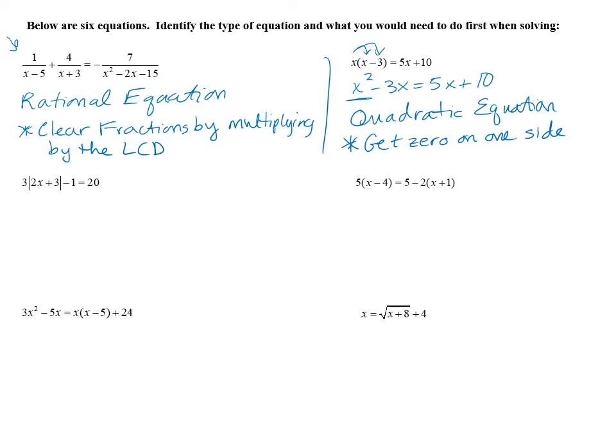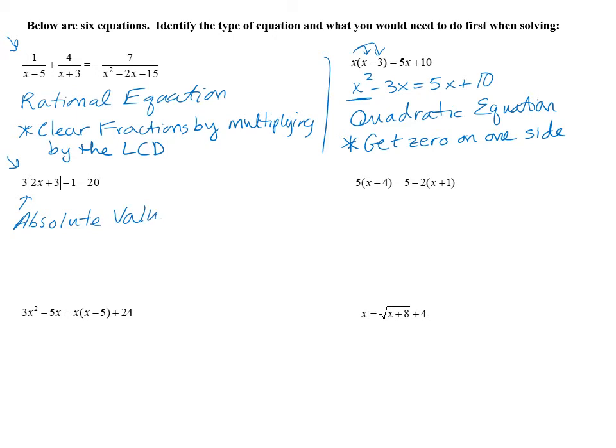Continuing on down, our next equation on the left in the middle, 3 times the absolute value of (2x plus 3), stop the absolute value, minus 1 equals 20. So what we have here clearly, as I said, is an absolute value. And so this is an absolute value equation.